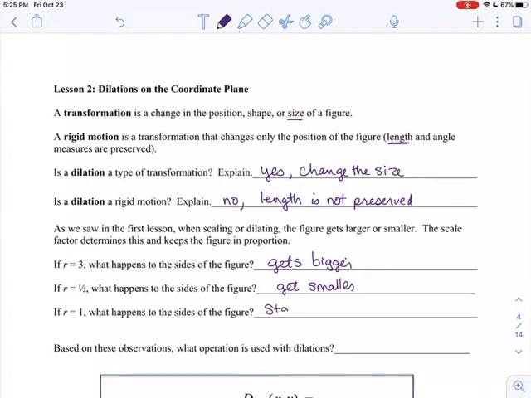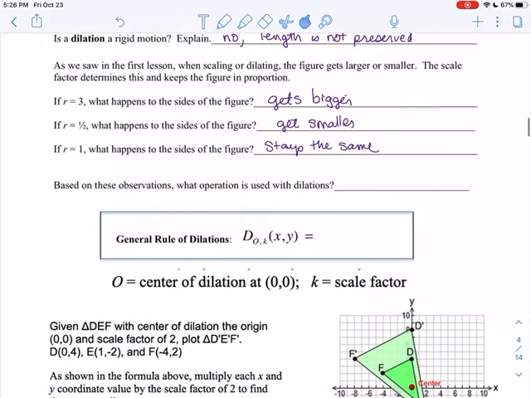If the scale factor is 1/2, what happens to the sides? They get smaller. And if the scale factor is 1, it stays exactly the same. So we saw from yesterday that when we had that scale factor, we were actually multiplying each of the sides by that scale factor. So based on the observation of what we just talked about here, what operation is used with dilations, and that is multiplication. Dilations is another transformation that you don't need to memorize the rule. You're just going to multiply by whatever the scale factor is.